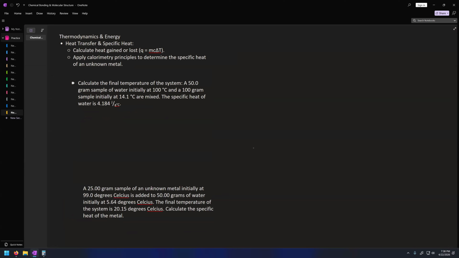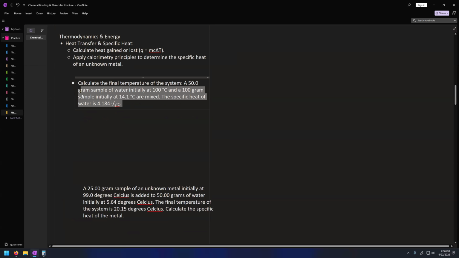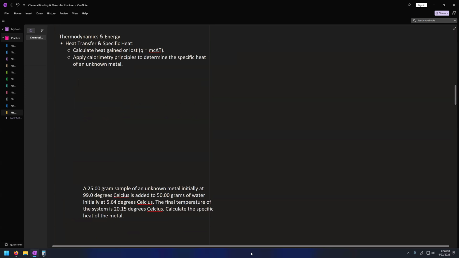We want to calculate the final temperature of a system where we have a 50-gram sample of water at 100 degrees Celsius and a 100-gram sample initially at 14.1 degrees Celsius are mixed together. Actually, I think I got two versions of the calorimetry one. Sorry. This is more complicated than I meant for it to be. I'll just come up with a different one.